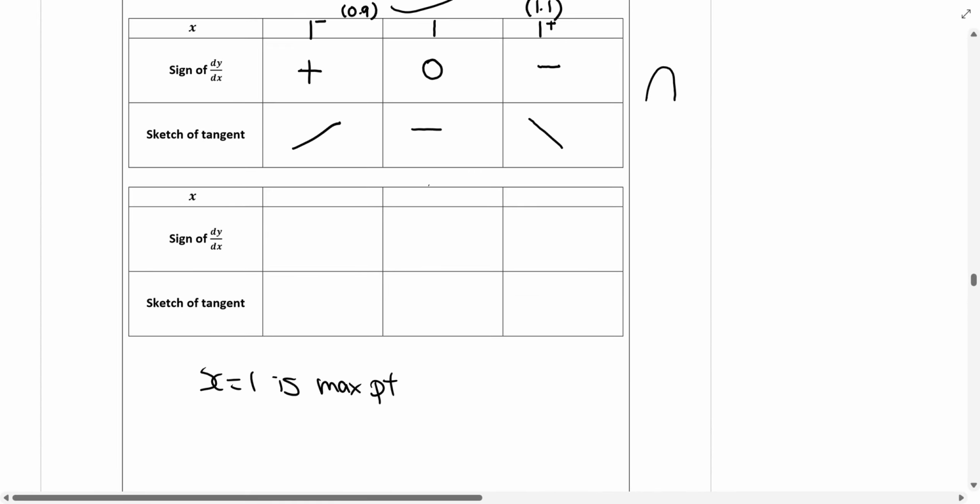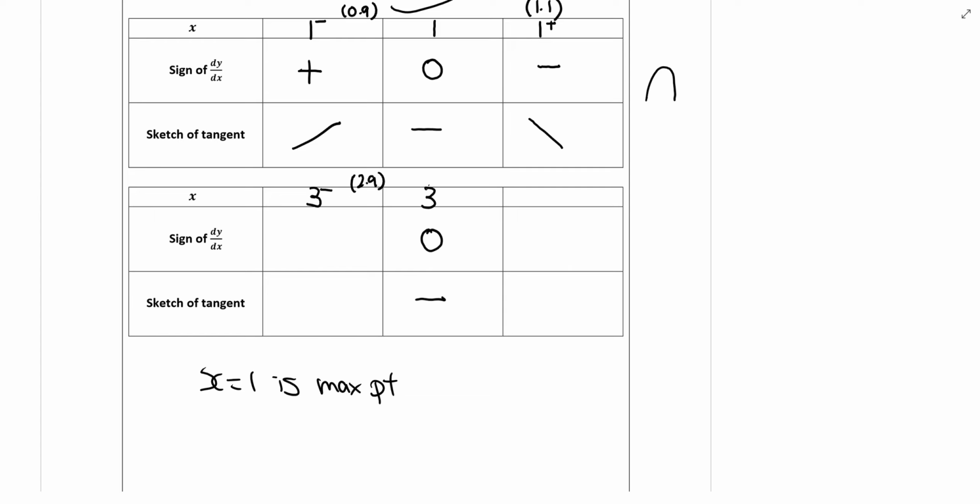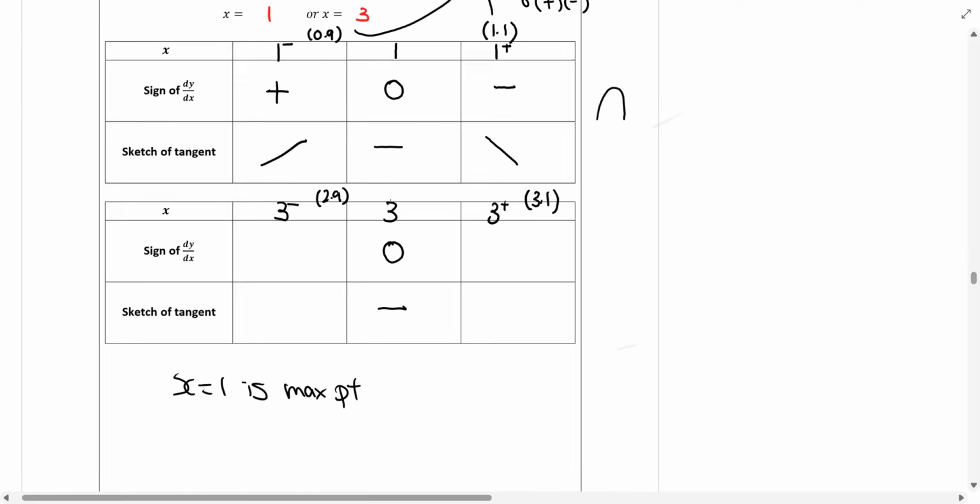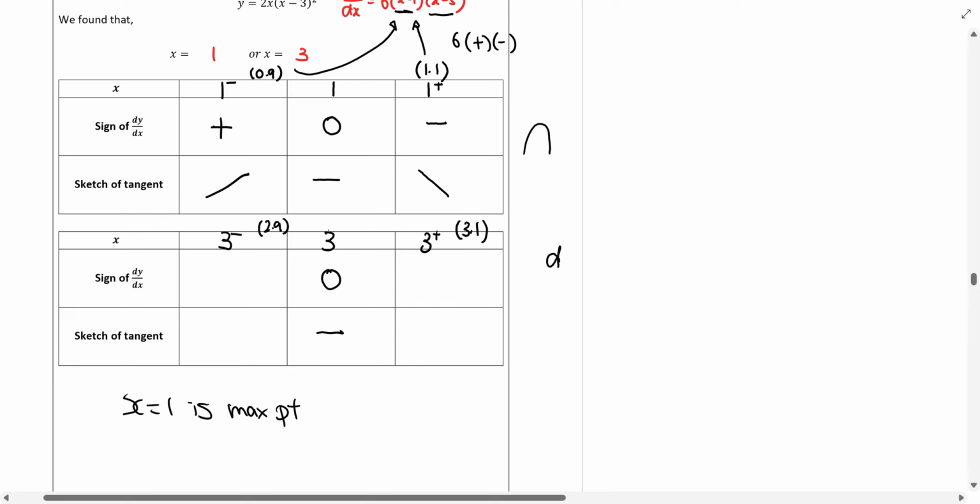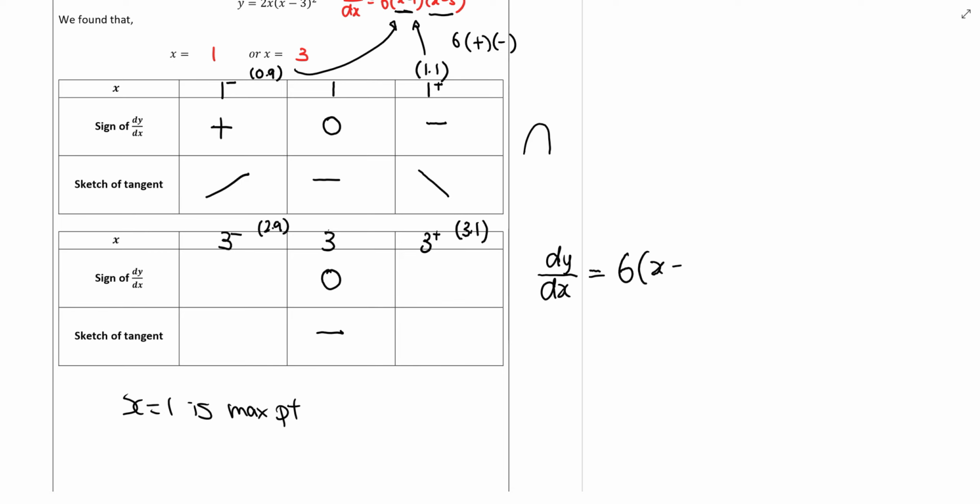In the middle, I will write 3, 0, flat. On the left side, it is called 3 minus, and the value I should put in is 2.9. On the right side, it's called 3 plus, and the value I put in is 3.1. Again, I substitute into my dy/dx. For convenience, I will write my dy/dx over here: 6(x minus 1)(x minus 3).